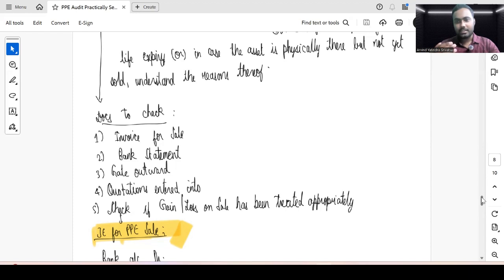If the entity is looking to sell the assets through an auctioneer, you need to understand the process of how the auctioneer ensures that the auction goes in an unbiased manner. You need to ensure whether an entity's representative is also attending the auction to ensure that the sale is unbiased and is given to the highest bidder and not in a biased manner. That is something you need to check from the process perspective and the controls perspective. And you also need to check if the gain or loss on sale has been treated appropriately.